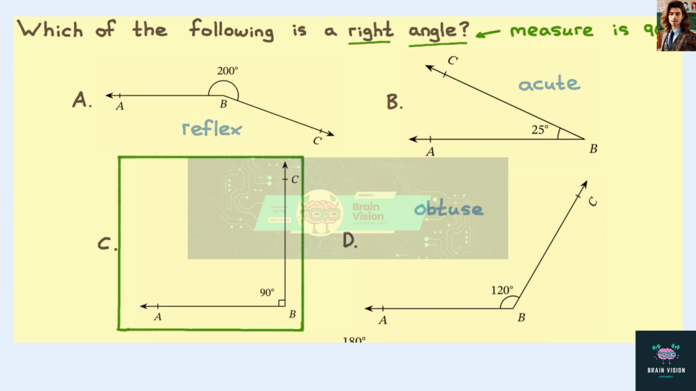Third, we recall that an angle with measure between 90 degrees and 180 degrees is an obtuse angle, so the angle in option D is obtuse. Finally, we can recall that an angle with measure 180 degrees is called a straight angle, so option E is a straight angle, and we can conclude that only the angle in option C is a right angle.